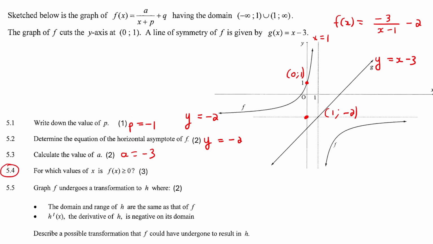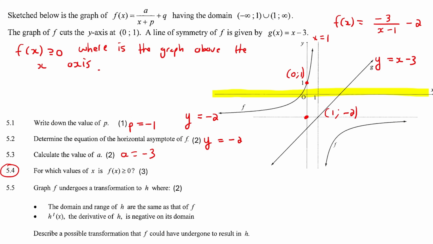This question over here says, for which values of x is f of x bigger than or equal to 0? So what that actually means is, where is the graph above the x-axis? If we highlight the x-axis, where do you see the graph above that? Well, I can see it above over here, and that's actually all. We won't say here because that's not the graph. That's a symmetry line, which is not part of the graph. The graph is only this part and that part. So that is the only area where we can see it is above 0.